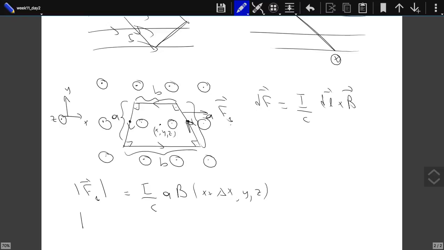Now, F2, the force acting on the opposite side, what will be the direction? You see now the current is towards you and below. So this is the direction of the current. B is again towards you. This is my dl, dl cross B is again out of my rectangle. So this is the direction of F2. And F2 is more or less I over C times A times B at x minus delta x, y and z.